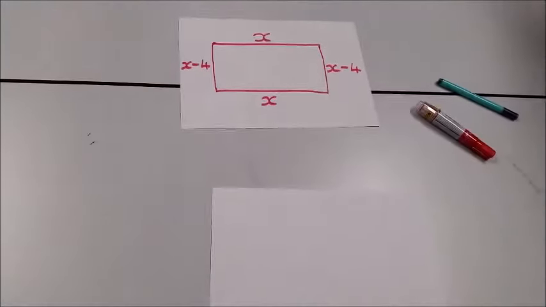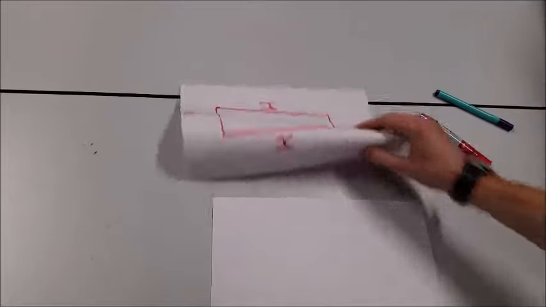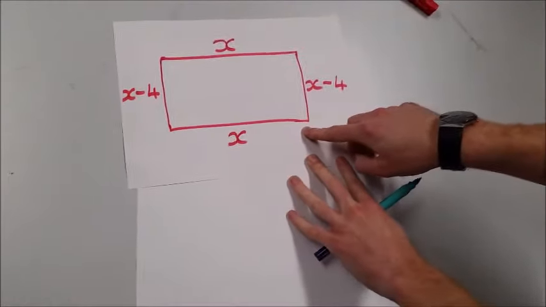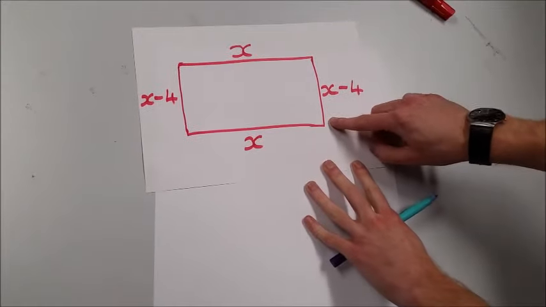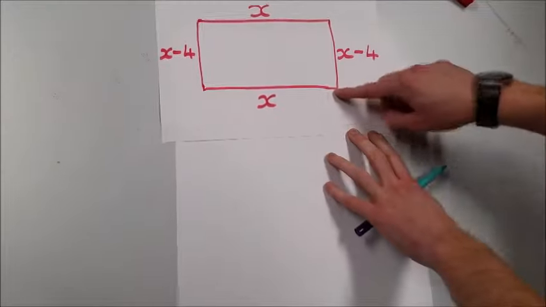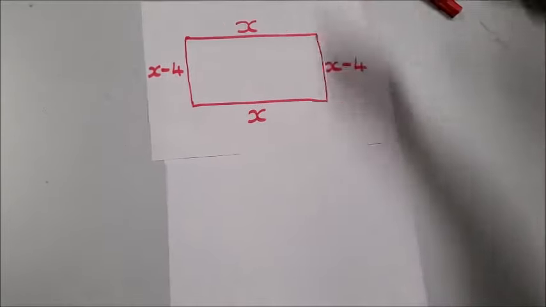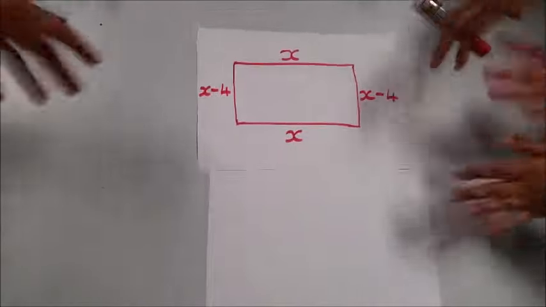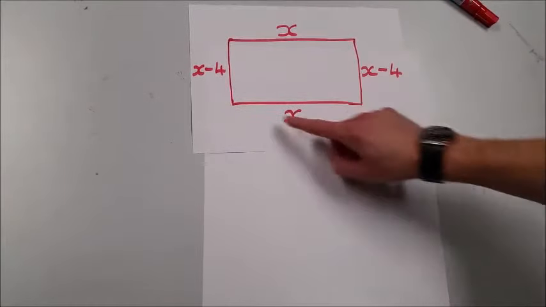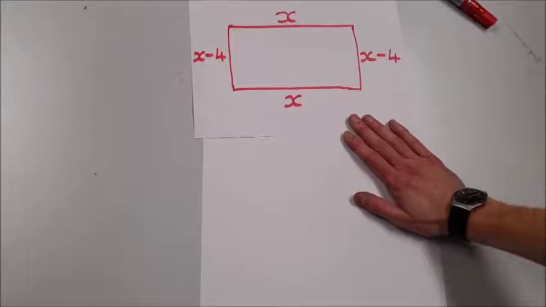We know from the question that you sent us that one side is x. Well, let's call it x. The other side is 4 less than x. Therefore, if the length is x, then the height must be x minus 4. So we have a nice diagram here of our rectangle that we're going to be working on.